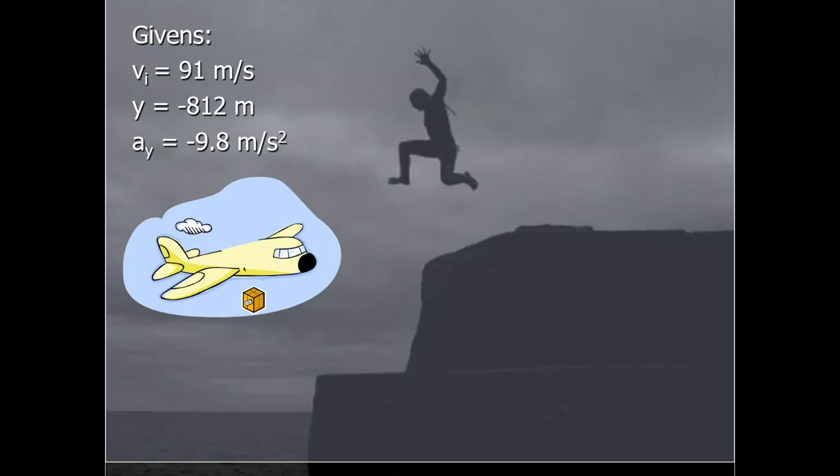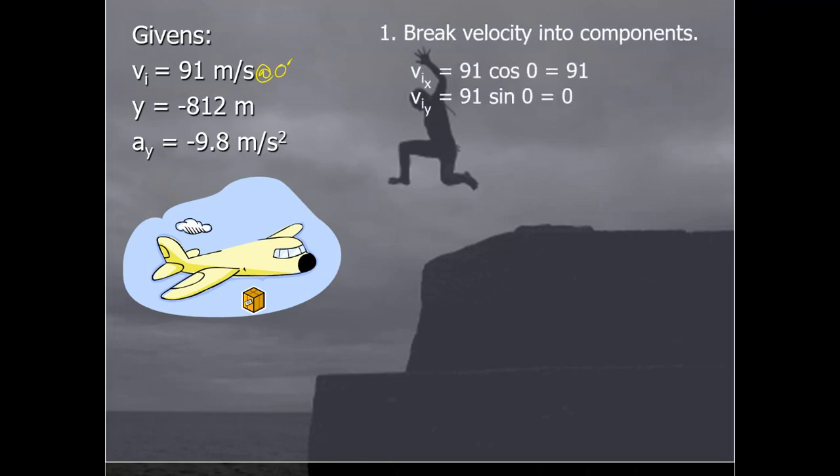Next step then. So here are our givens. We have 91 meters per second at 0 degrees. We have our y component of negative 812. And then the one last thing that we do know is the acceleration in the y direction is always negative 9.8 meters per second squared. So first off, break our velocity into components. We would take 91 cosine 0 and get 91, 91 sine 0 and get 0. That's really easy in a horizontal problem.